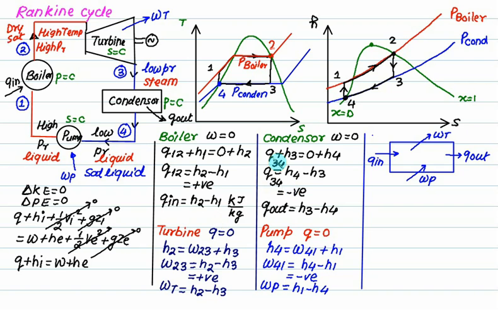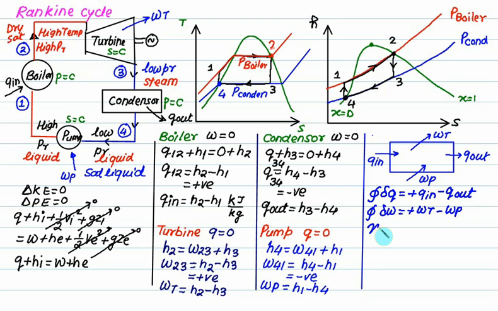So Q in minus Q out must equal WT minus W pump. That is the first law for a cyclic process. So we can very well write the cyclic integral of del Q. You have to follow the sign convention: this is plus Q in, this one is minus Q out. And for the cyclic integral of del W, work out is positive and work in is negative. Internally, all these values are positive.